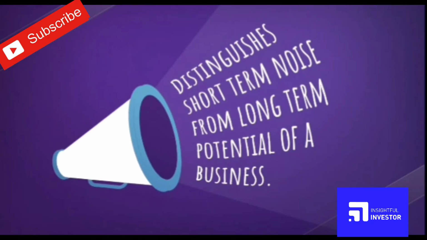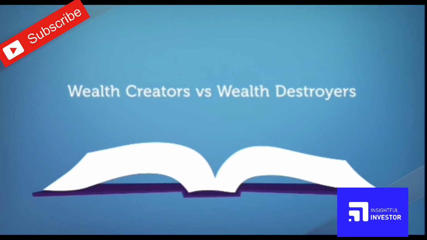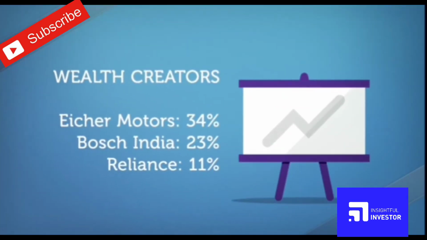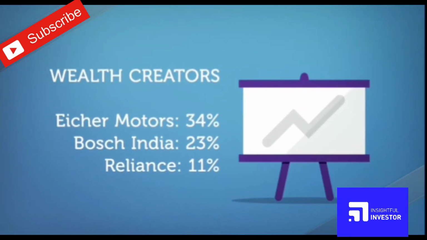In the Indian stock market, you will find many stocks that have created enormous wealth over the years, including the likes of Bosch India, Reliance Industries, Eicher Motors, Nestle India, to state a few. The number you see on the screen is the annual rate of return of wealth creation achieved by these companies over a period of the last 10 years.